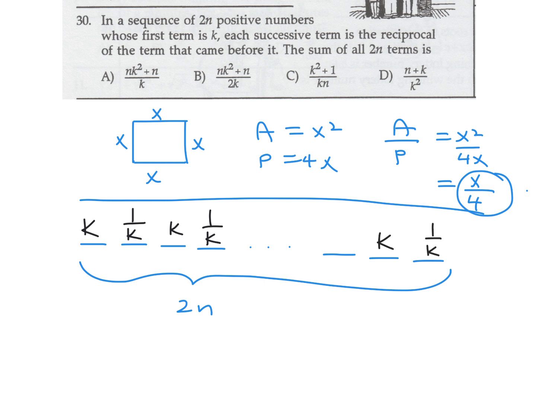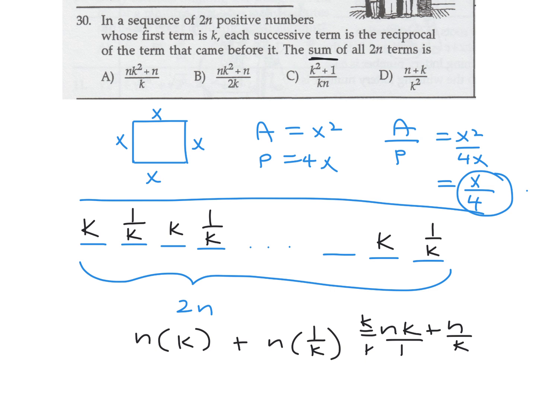So that means half of them are k's, so n of them are k's, and then another n are 1 over k. And that would be the sum, because they're asking for the sum. So this would be nk plus n over k. And if you multiply this top and bottom by k, that would be nk squared plus n all over k, and I believe that is answer choice A.